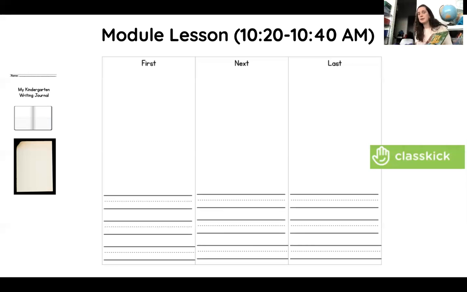Choose one thing that happened in the beginning of the story and draw a picture of it in the first box. When you're done drawing your picture, think about a sentence that you might write with that. So I might say, first, it is hot. That might be my sentence that I would write here.